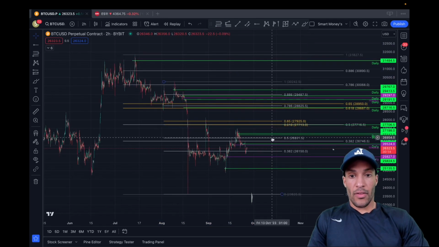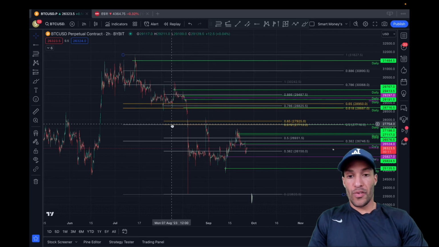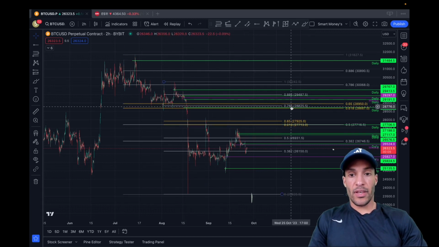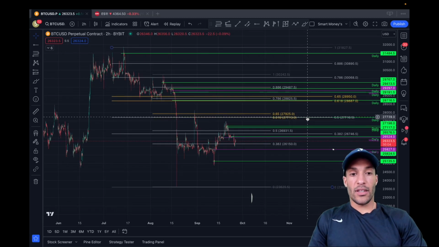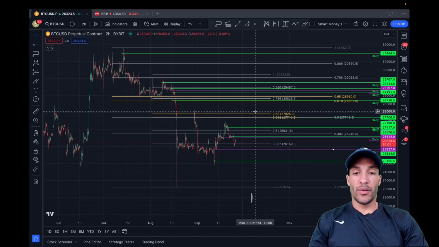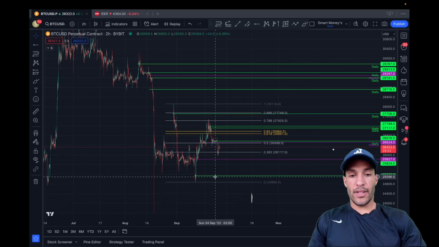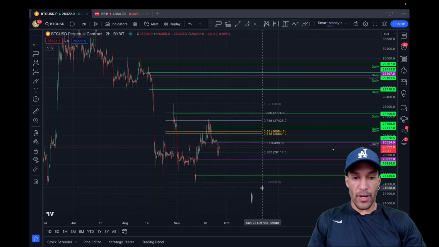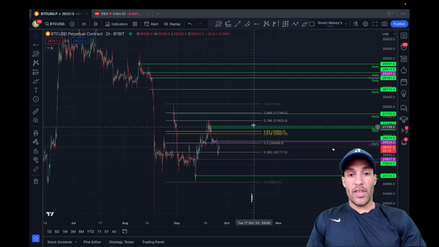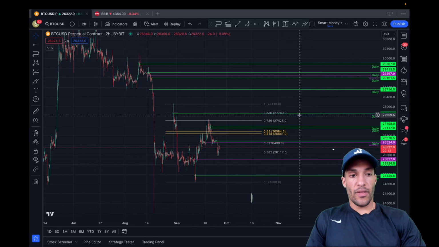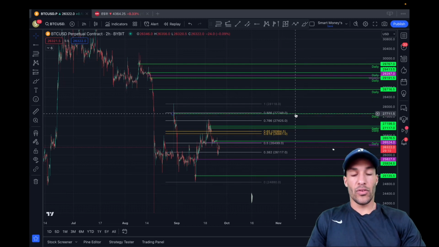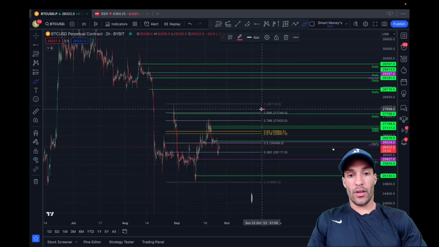You can see here that the 618 of that pull from top to bottom is matching up with the 786 of the other pull that we've taken. So you can see the overlay here, as well as the daily levels that we have for this added confluence. We can also see that when taking this high at 28,118 down to this low at 24,880, the 886 is matching up with that level that we were just looking at, which is 27,706, right at that daily level.